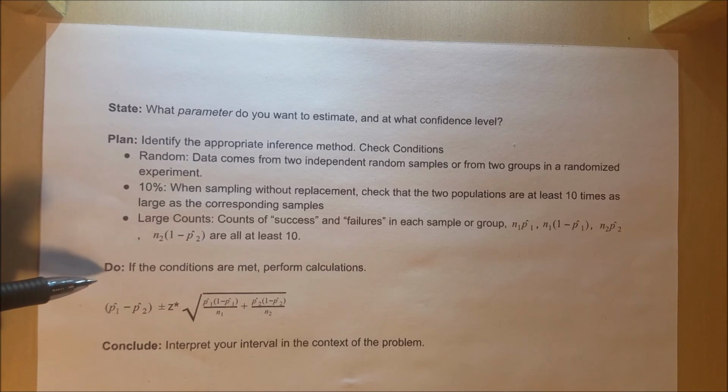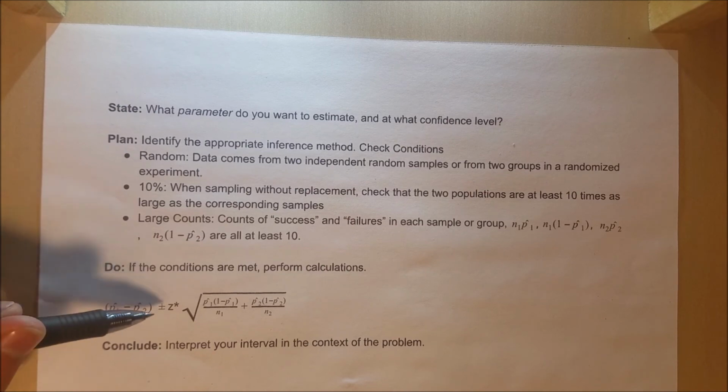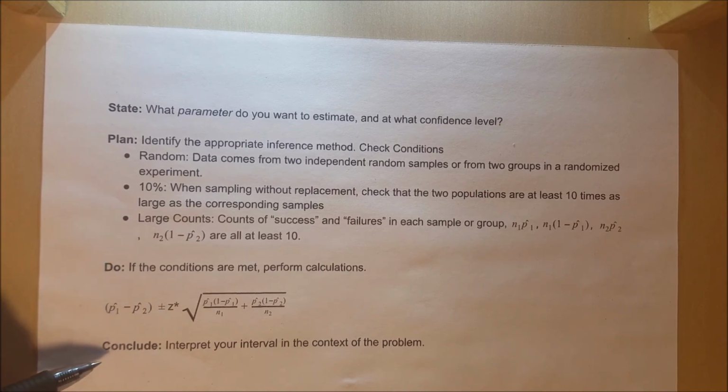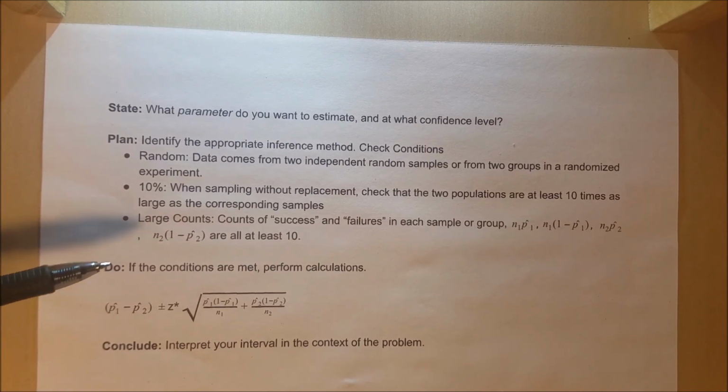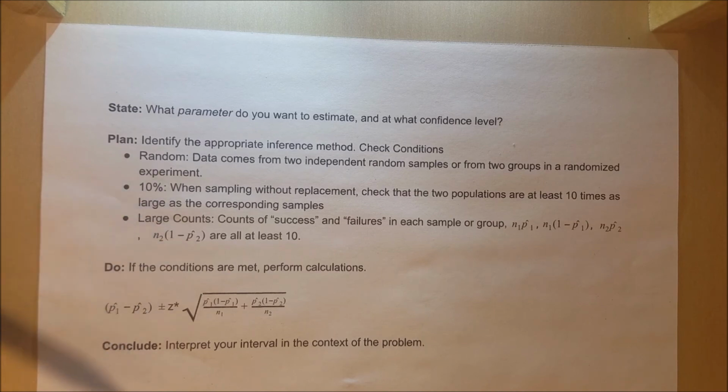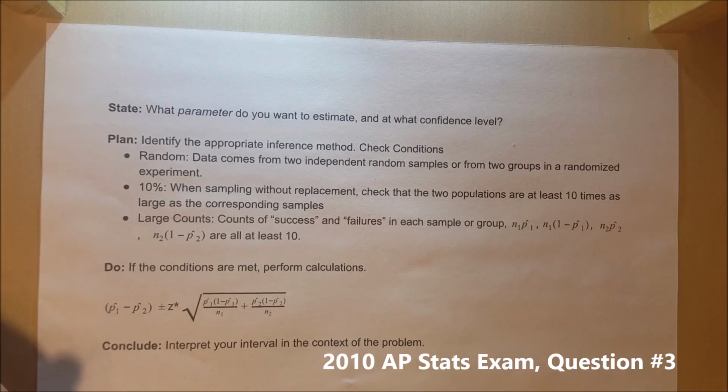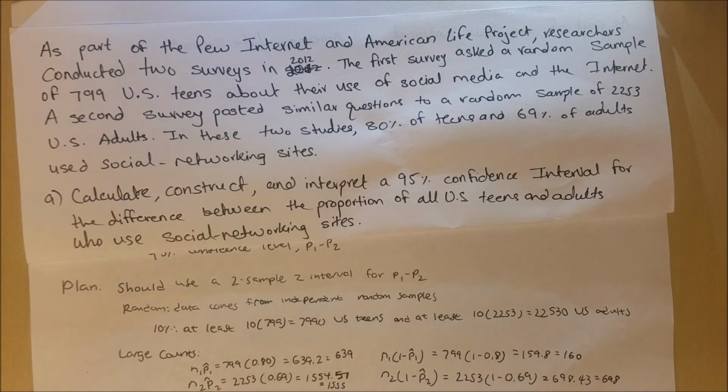So for the third step, we do the actual interval. And we just follow this equation. And for the last step, we just conclude and we interpret the interval, which in other words, we state that we are a certain percentage confidence that the interval captures the true proportion of the parameter in context. If you need more help on this topic, you can also refer back to the 2010 AP Stats FRQ problem number 3.